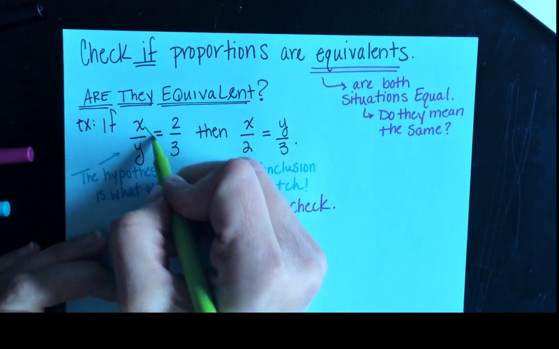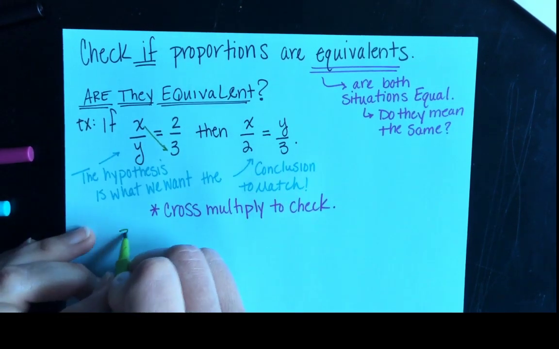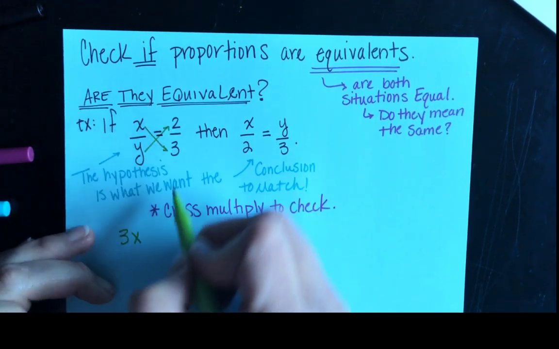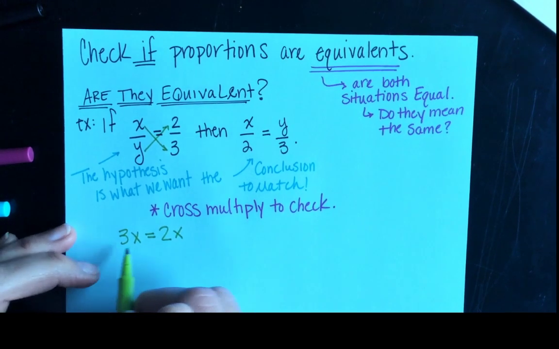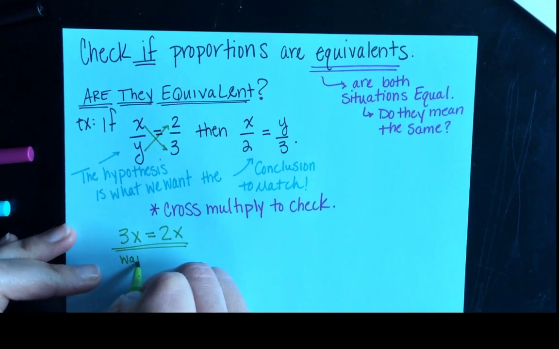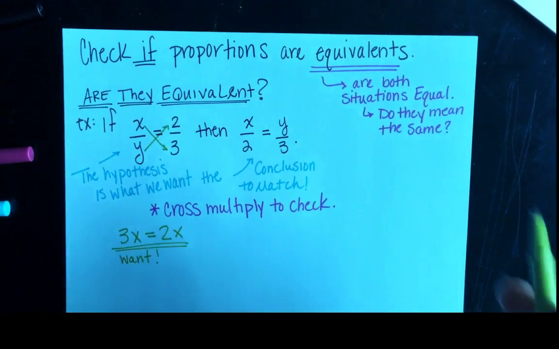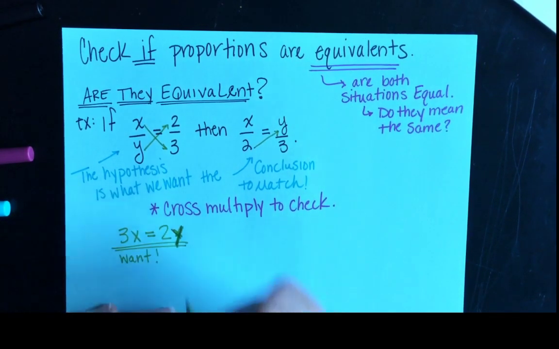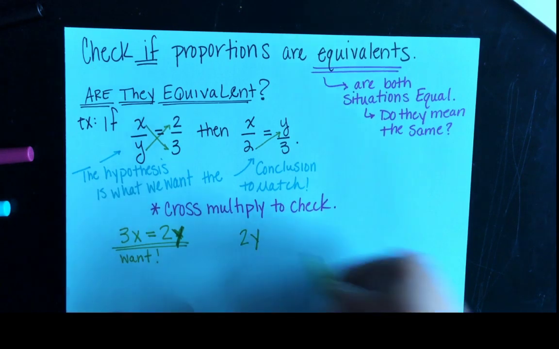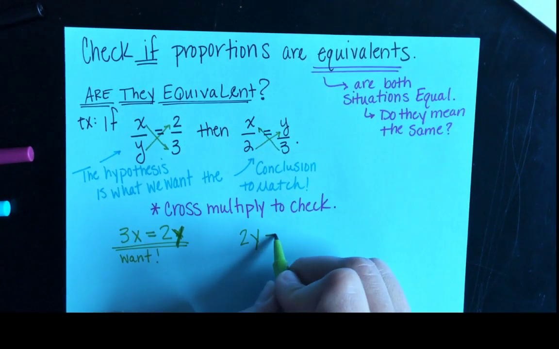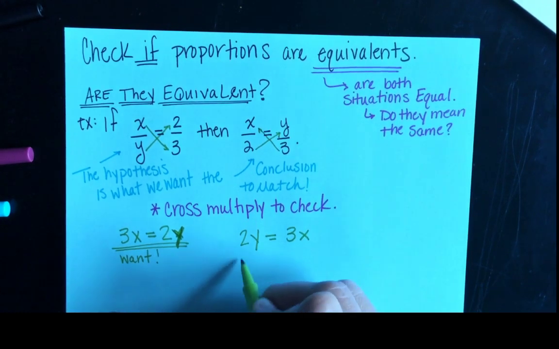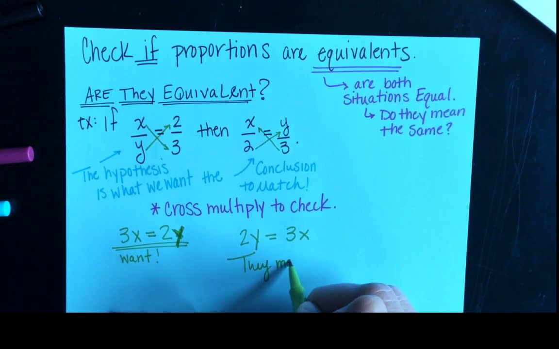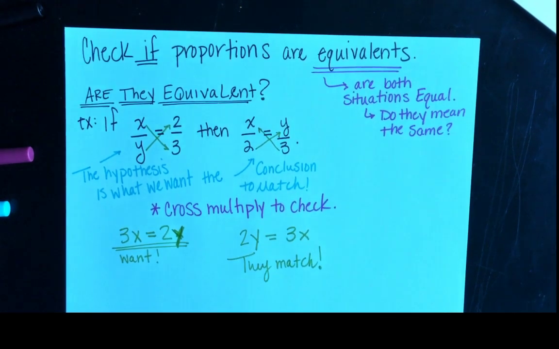If I take x times 3, I end up with 3x. Y times 2, that's going to be 2y. This is what we want. So then I'm going to do the same thing over here. 2 times, oops. Why didn't you tell me? 2 times y, and when I cross multiply in this direction, 3 times x. Now, I get that 2y's on one side and 3x is on the other side, but they are still equal.